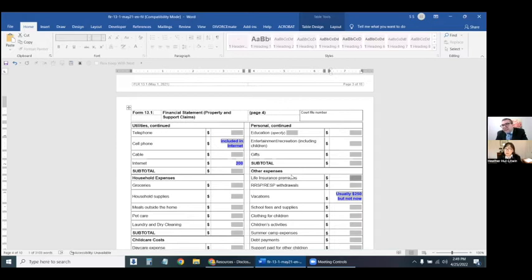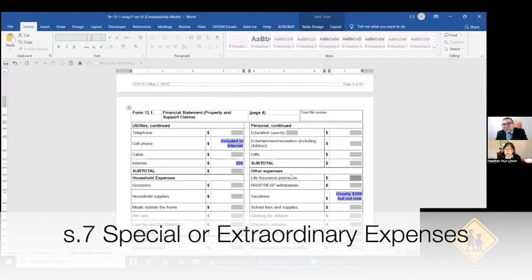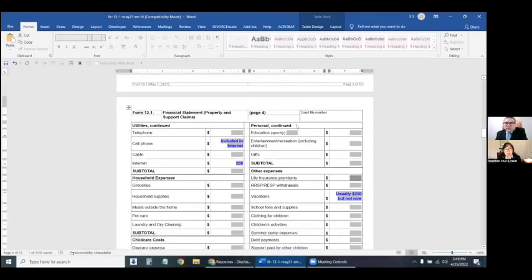Again, I'm not going into the detail, but at some point, people are going to say, I can't afford this. I can't do this. Or on the flip side, you can do this. And we will look at the budget, and the budget has to make sense. The biggest place where this will come up is children's expenses, what we call in the legal world Section 7, special or extraordinary expenses. So let's just talk about that to conclude on expenses.